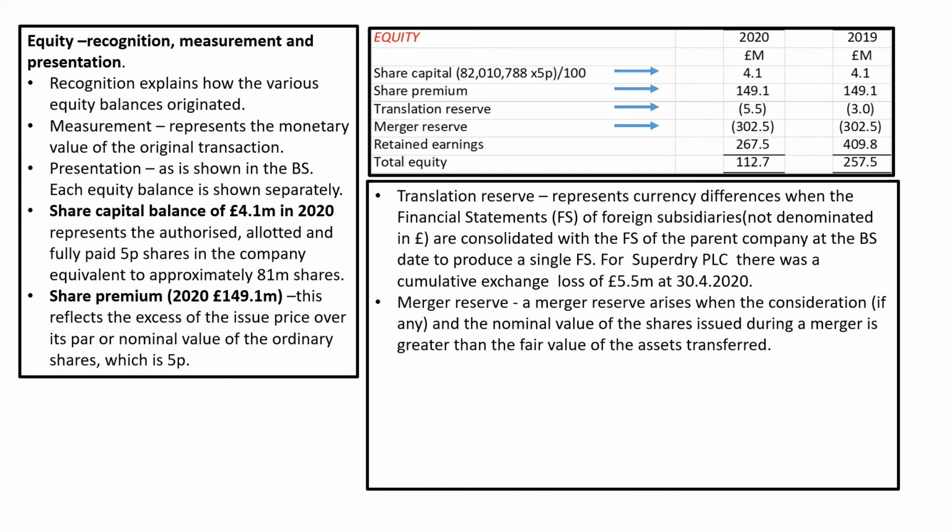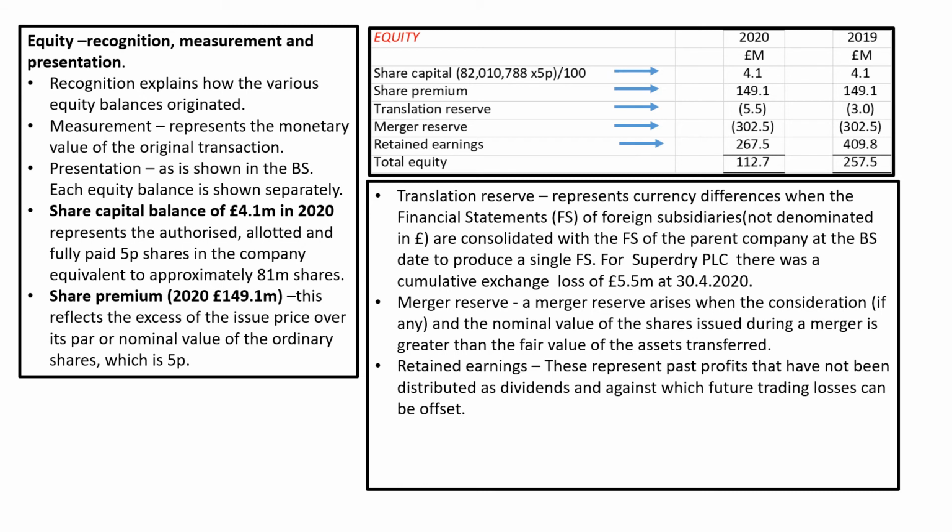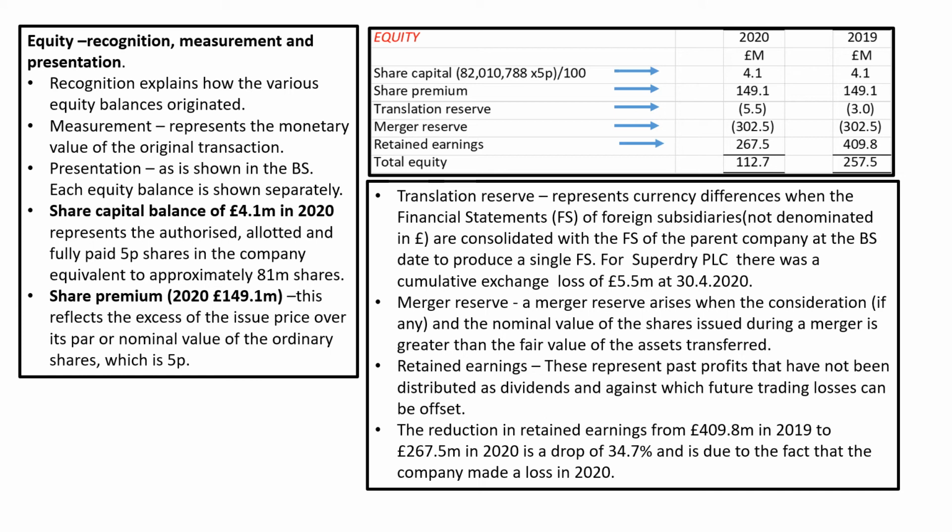Merger reserve. A merger reserve arises when the consideration, if any, and the nominal value of the shares issued during a merger is greater than the fair value of the assets transferred. Retained earnings. These represent past profits that have not been distributed as dividends and against which future trading losses can be offset. The reduction in retained earnings from 409.8 million in 2019 to 267 in 2020 is a drop of 34.7% and is due to the fact that the company made a loss in 2020.